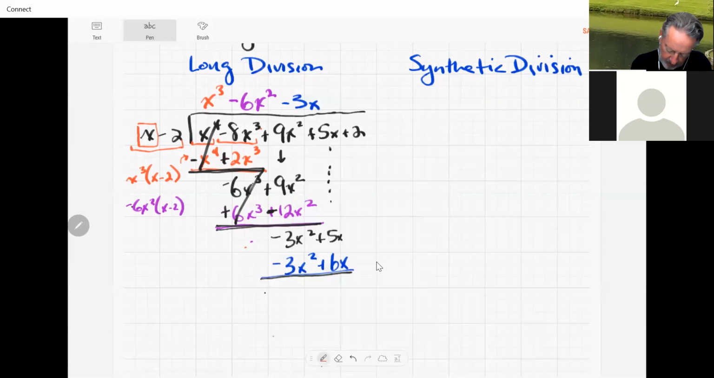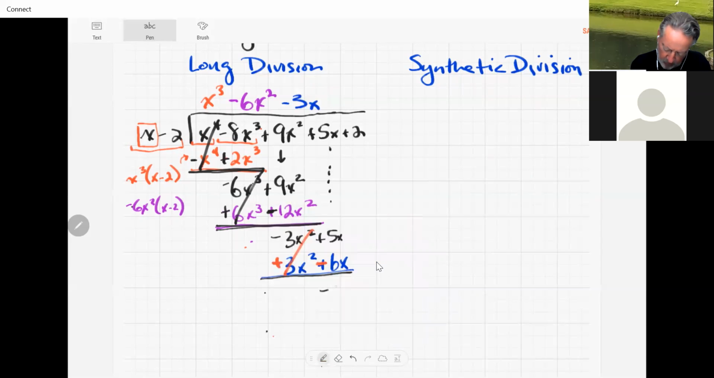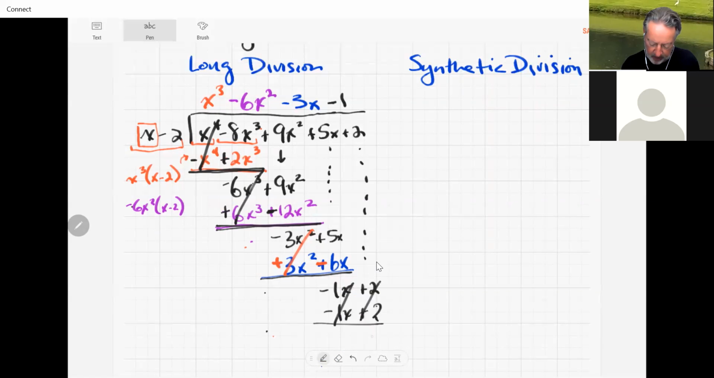And now we're going to subtract this, so we're going to change the sign. So this is a plus and this is a minus. This cancels out, and we end up with negative 1x. We have negative 1x. We bring this 2 all the way down here, plus 2. And now both of these cancel out, and so we have a 0.